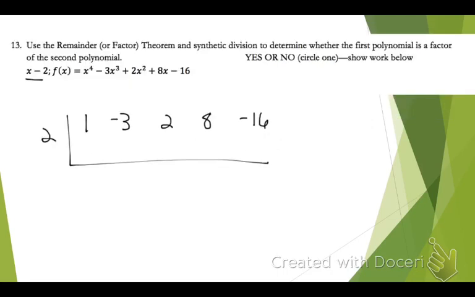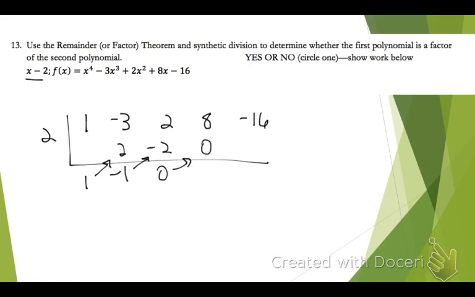All right, let's look at number 13. We're using that remainder theorem idea in synthetic division to see if the first polynomial is a factor of the second. So set up your synthetic division using your coefficients. Put your 2 out to the side. Remember, it's the opposite sign. Then you're going to start by bringing down your first number, multiply on the diagonal, and then add on the vertical. So we'll multiply on the diagonal, add on the vertical.